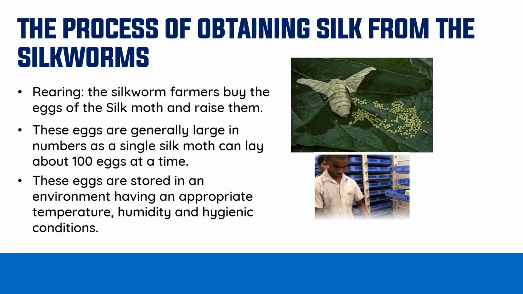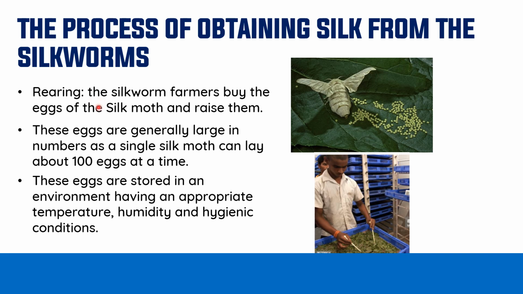The process of obtaining silk from the silkworms. In these processes, the first process is rearing. The silkworm farmers buy the eggs of the silk moth and raise them. So the first process is buying eggs of the silk moth and looking after them by giving them food and shelter. That process is called rearing, which we already learned. So rearing is the first process.